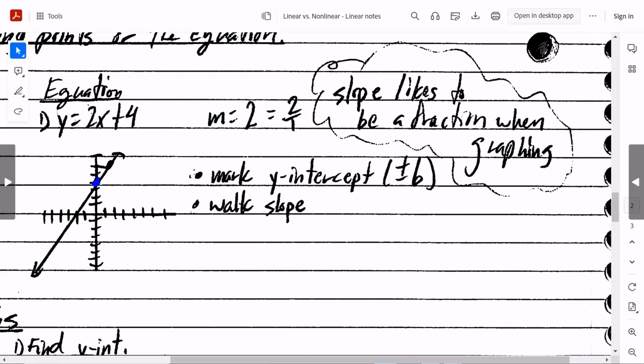The slope likes to be a fraction when you're graphing, and here's why. Because if you just did 2, you would move up 2 places, mark your point, and then you would have no line because it would be sitting on top of the y-axis, right? If it's a whole number, you have to stick a 1 underneath it so that you know that you're going up 2, right 1. That's what that means. Up is positive movement. Down is negative movement. Right is positive, left is negative. So positive, positive, negative, negative.